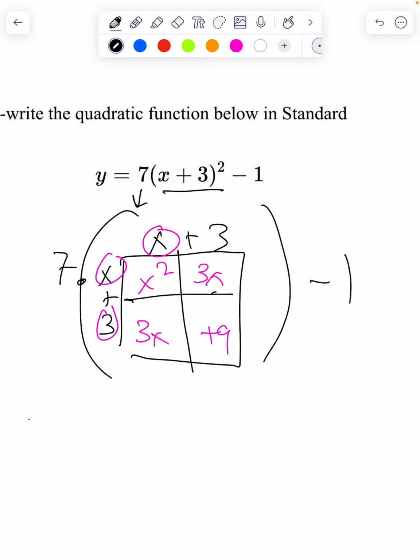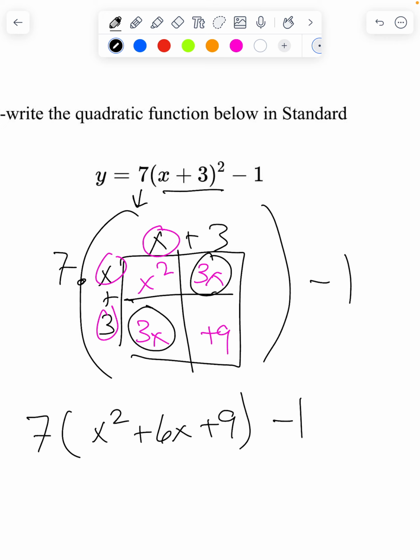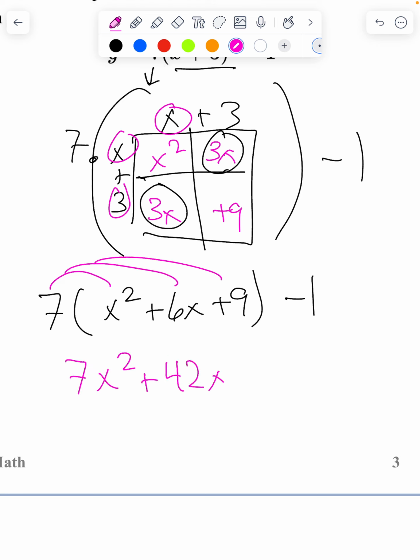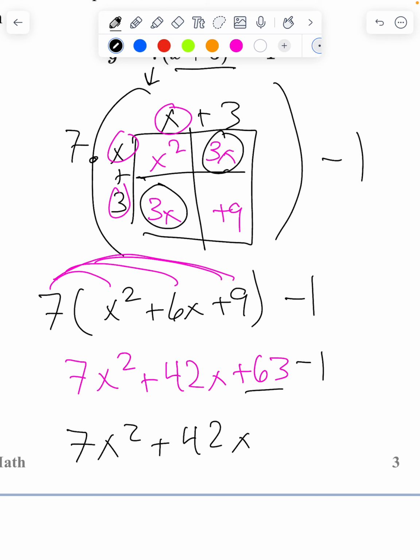So I can rewrite this as 7 times x squared plus 6x, because these two go together, plus 9, and then subtract 1. Then I'm going to use the distributive property and distribute in here, so I get 7x squared plus 42x, and 7 times 9 is 63, and then I still have that minus 1 at the end. So my final answer is 7x squared plus 42x, and 63 minus 1 is just 62.